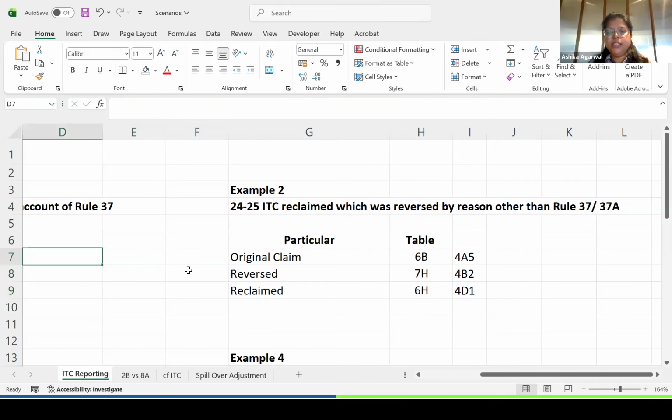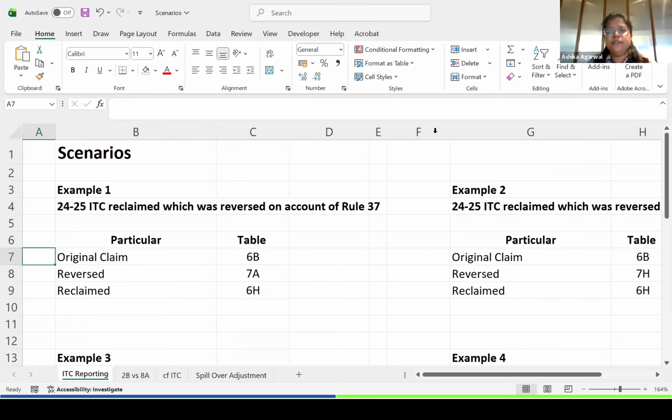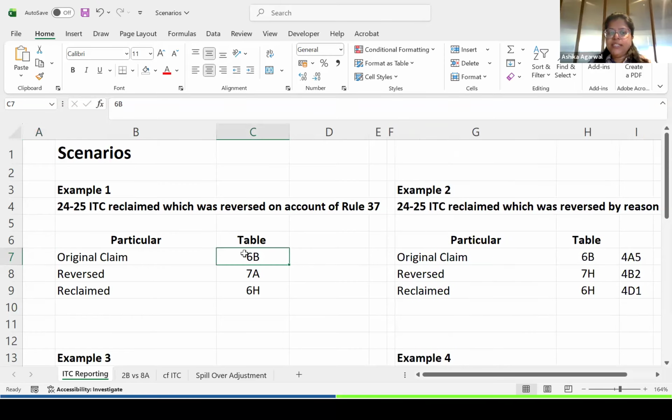However, when it comes to Rule 37, 37A, there is a slight difference. Original is still under 6B. Reversal gets changed. For reversal, they are asking you to report in 7A. They have inserted separate tables 7A, 7A1 and 7A2 for Rule 37 and 37A because they want to track the reversal on this account. So here it is other reversal. When it is on account of 37 and 37A, they are asking you to report in 7A respectively. But reclaim is still under 6H. This is for 24-25 ITC.